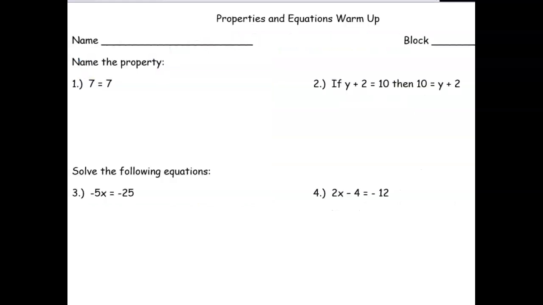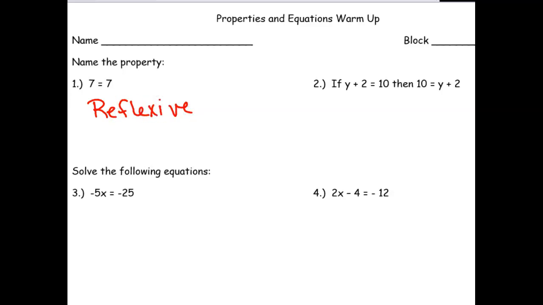So we came in and we referred back to day 6 where we learned about properties, and the first question says to name the property. Looking at 6a in a list of properties, you can see that if you have 7 equals 7, for example, that would be an example of the reflexive property. So it's reflexive, and that's a new property this year.